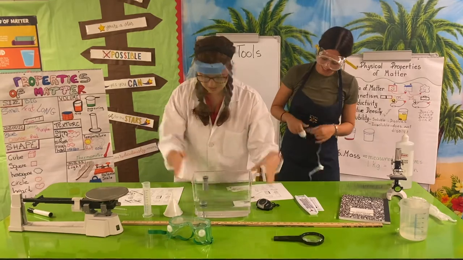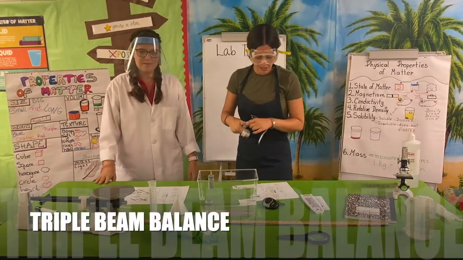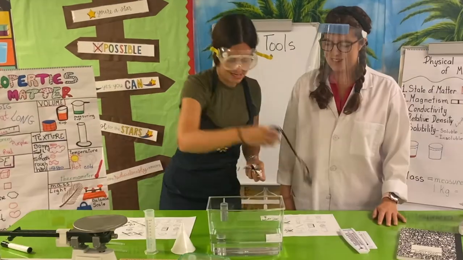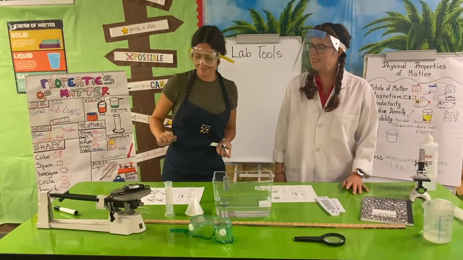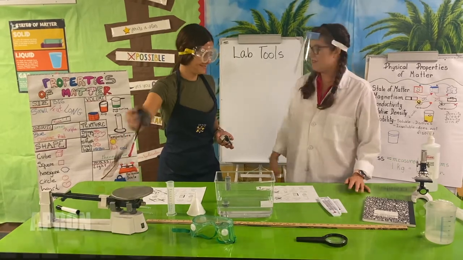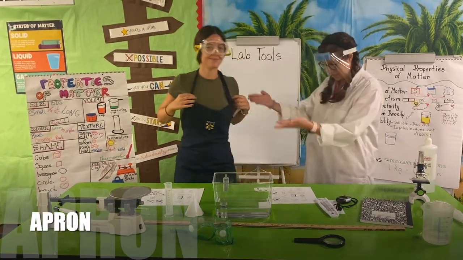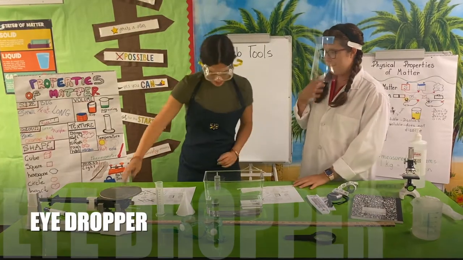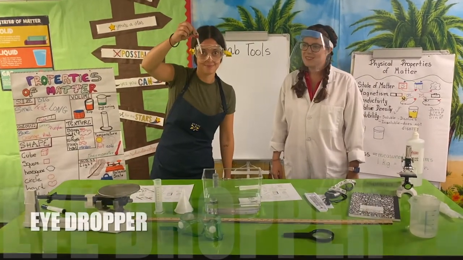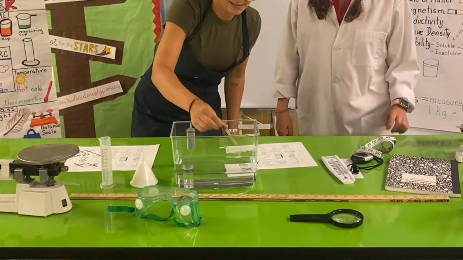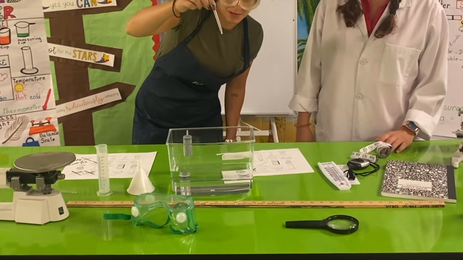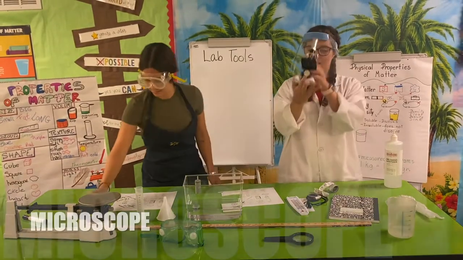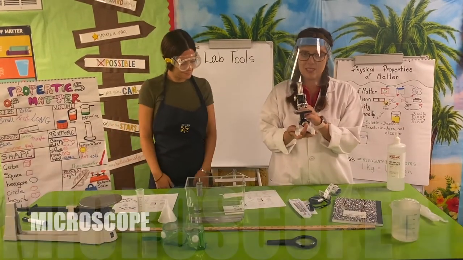Yeah, I love it. We have here the triple beam balance, in which you can put things like this. And then you have the apron, which Ms. Gonzalez is wearing, or you can also use this kind of one. We have here the eyedropper. It's just to put liquids. And once you have this liquid, you can use the microscope and you can see the cell.